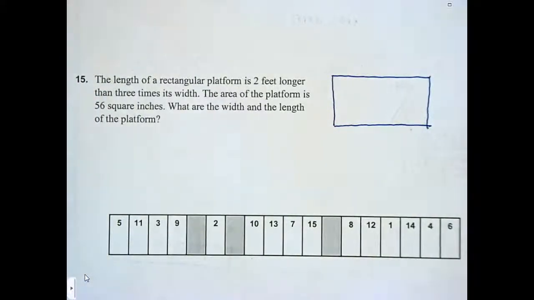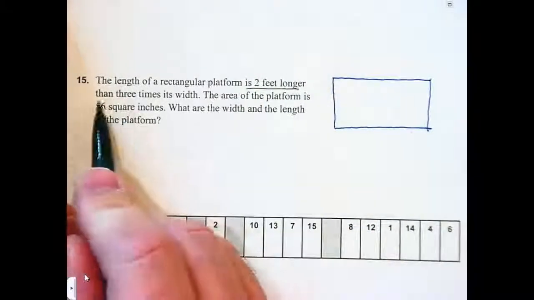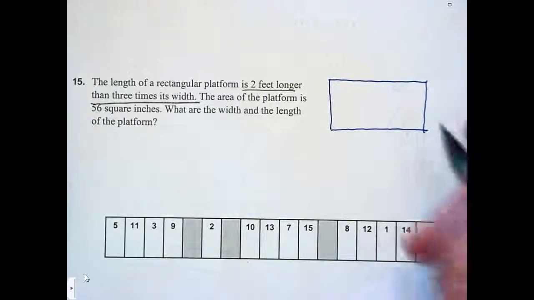Okay? But when you're dealing with length and width here, and this statement right here, the platform is 2 feet longer than it is wide. If I told you the width, could you figure out the length? Yes. Therefore, the length depends upon the width.